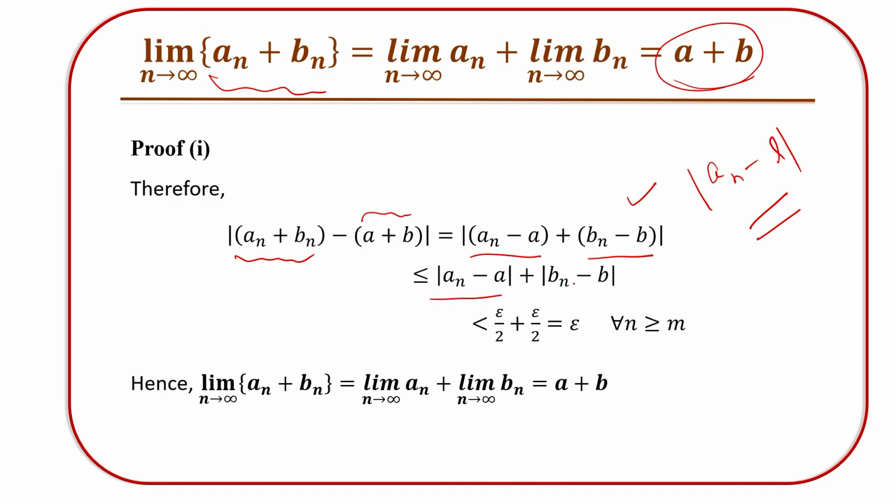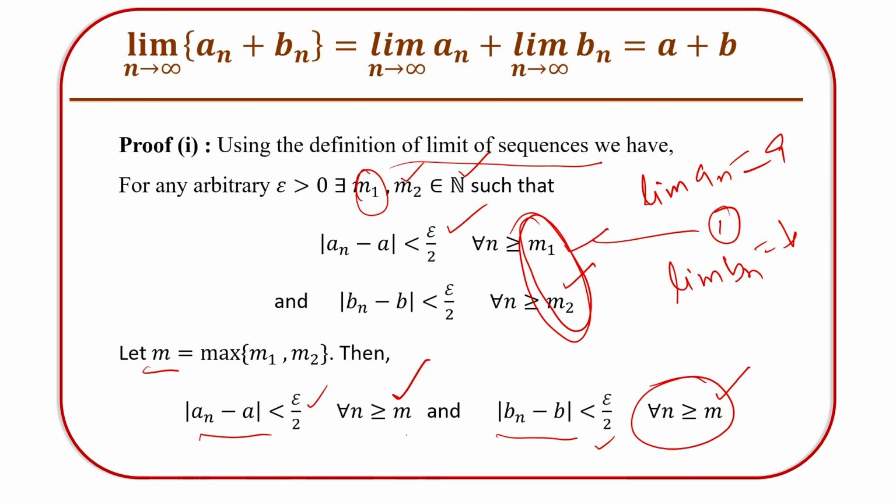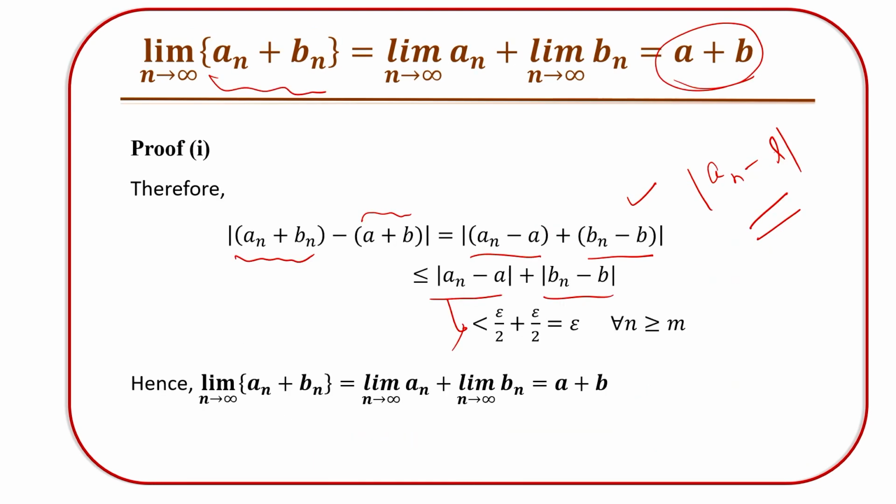So, this is less than or equal to |An − A| + |Bn − B|, and it is given in the previous slides. We have already found this out, right? So, this will come to epsilon by 2 plus epsilon by 2, and this means epsilon. So, |An + Bn − (A + B)| is less than epsilon for every n greater than or equal to M, and henceforth, this is the definition of the limit of a sequence. So, this sequence An + Bn is converging, having the limit point as A + B.